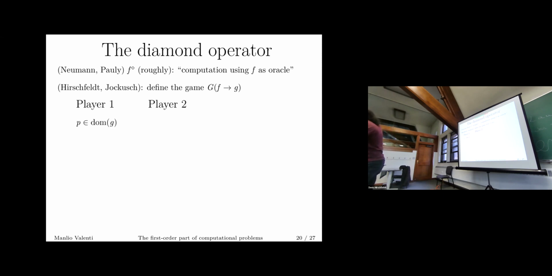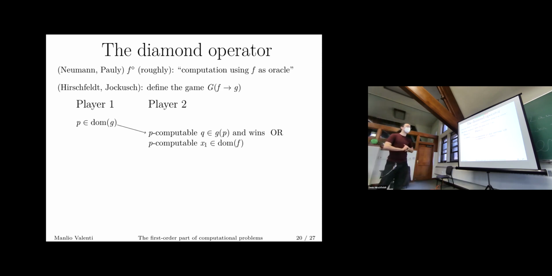So the first move is just an input for G, which player two has to solve. And player two can either just solve it, say, okay, G is computable, so I can compute a P computable solution Q for G of P, and that will be the end of the game. Or, if it doesn't, it can make an oracle call, so it can play a P computable X1 in the domain of F. Now it's the turn of P1. P1 just plays a solution, some Y1 in F of X1.